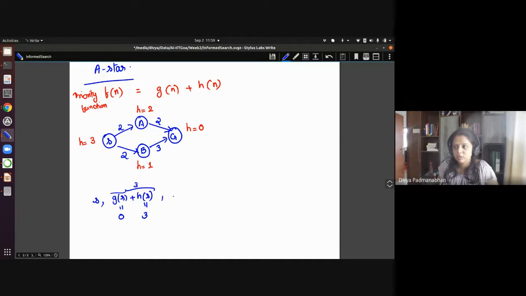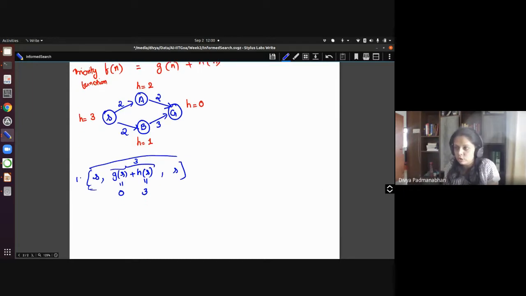And the sequence is just S. I'm just pushing in the sequence of states; I'm not explicitly defining the actions here for now. So this is the queue at the start. The heuristic plus this G is giving you a value of 3. Now this is the only element in your queue, so you're going to pop this out, and S has been visited.